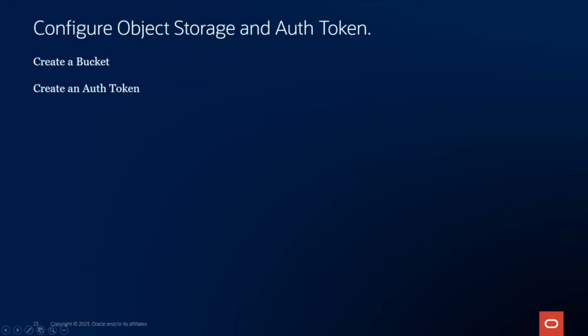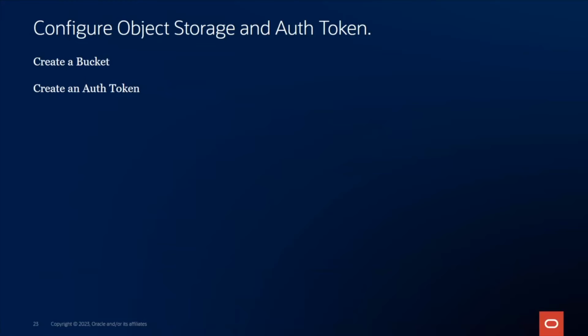Once that is done, of course, we need to configure the object storage and auth token. First of all, we need to create a bucket in whatever tenancy you are using. For me, I have created it in a source tenancy, but of course your source might be on premises. So in that case, wherever your Exadata is, there we create a bucket. And then of course we need to have an auth token over there.